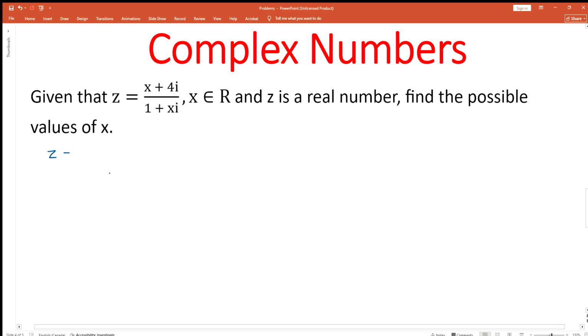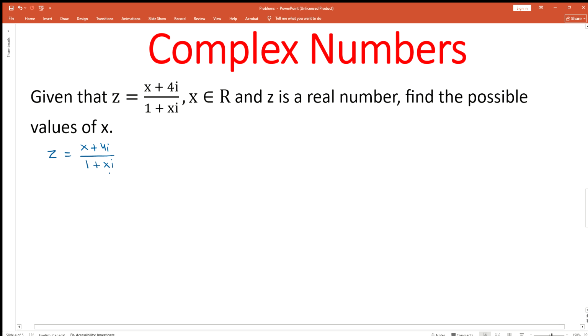We are given that z is equal to x plus 4i over 1 plus xi. In this expression, i is the imaginary unit. We can find the possible values of x by changing this expression into a complex number in standard form, which is a plus bi. We have to simplify this expression to change it into standard form.